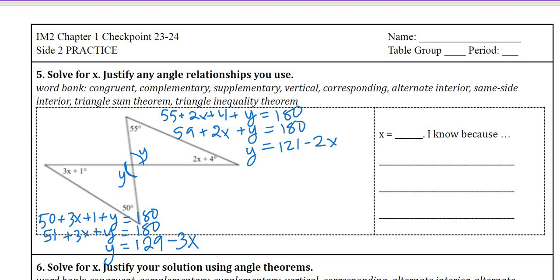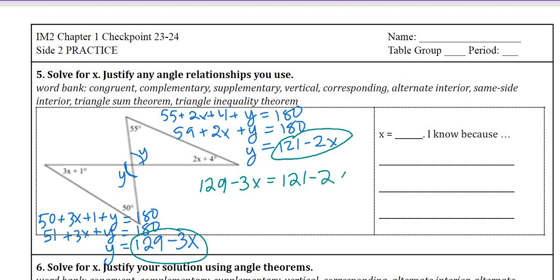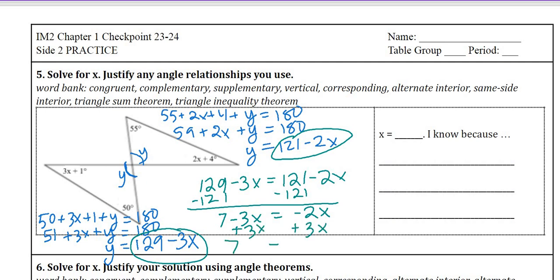Now I'm going to set my y values equal to one another. I get 129 minus 3x is equal to 121 minus 2x. I subtract 121 from both sides. I get 7 minus 3x equals negative 2x. I add 3x to both sides, and I get 7 is equal to x. x is equal to 7.